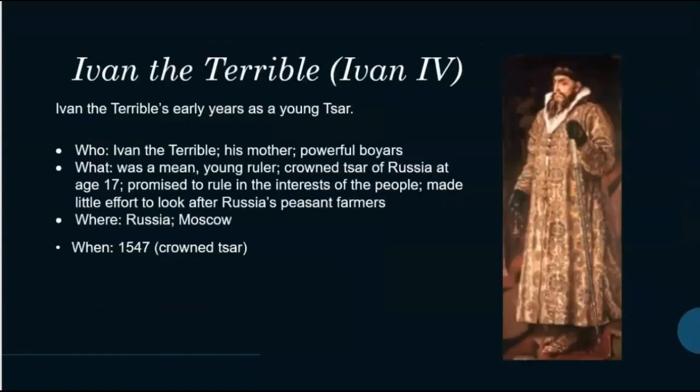Ivan the Terrible, also known as Ivan IV. Ivan the Terrible's early years as a young Tsar. Who? Ivan the Terrible, his mother, and powerful boyars. What? He was a mean young ruler, crowned Tsar of Russia at age 17. He promised to rule in the interest of the people, but made little effort to look after Russia's peasant farmers. Where? Russia, Moscow. When? 1547, he was crowned Tsar.